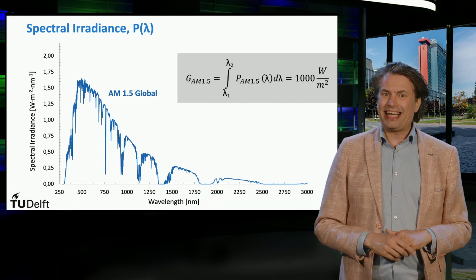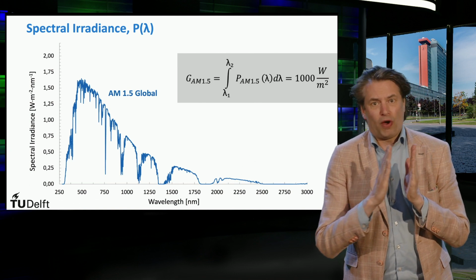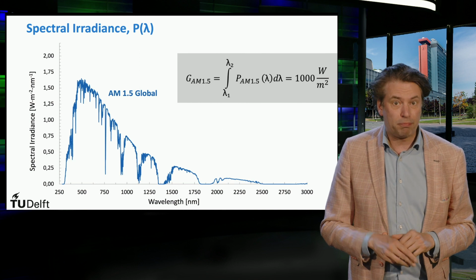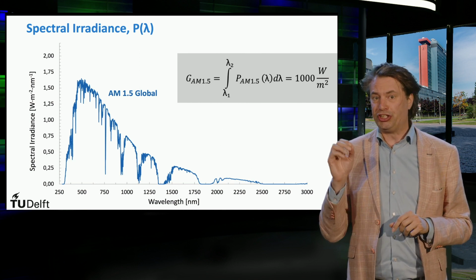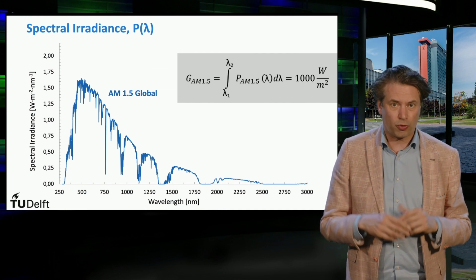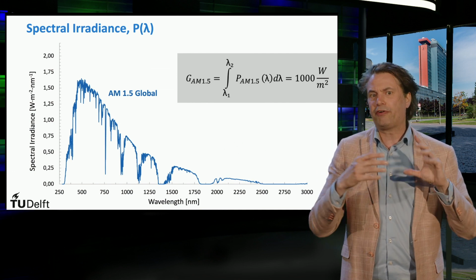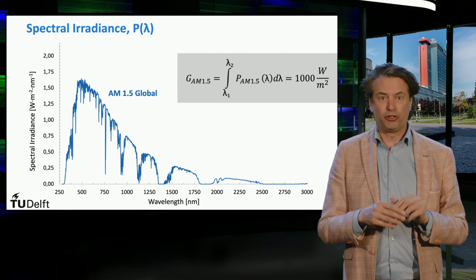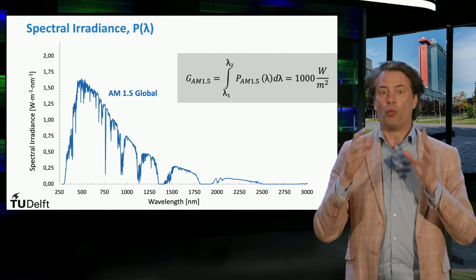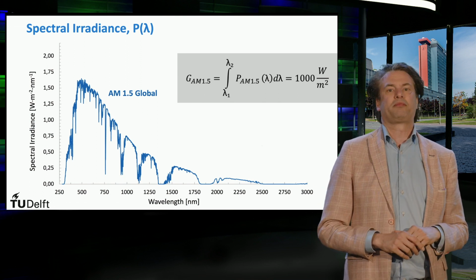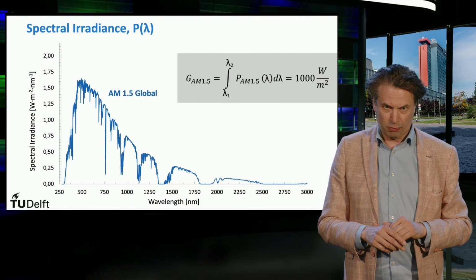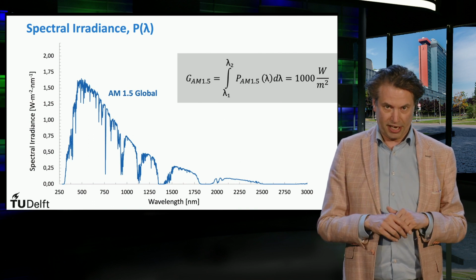When the spectrum is integrated over a certain wavelength range, then we obtain the irradiance, which is the power density of the light per unit surface. Here G is the typical letter to indicate the irradiance, and you can come across several subscripts with different meanings, but as long as you see the G, it means that you have a unit which is watt per square meter. This equation illustrates the integral of the air mass 1.5 global spectral irradiation.